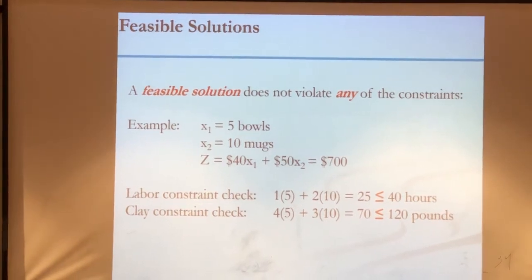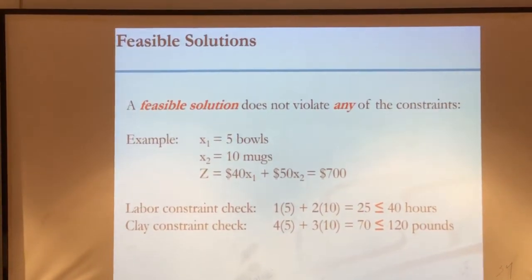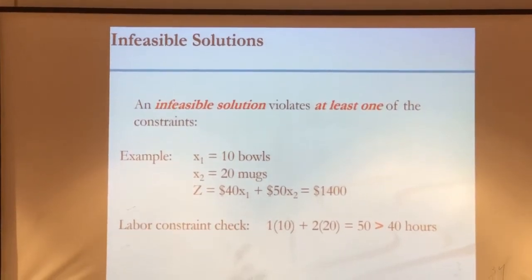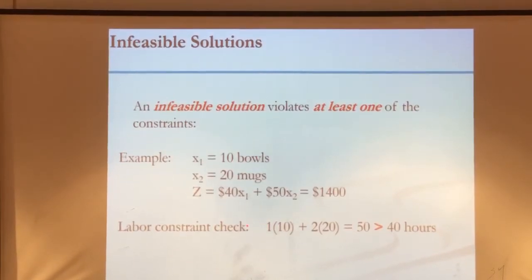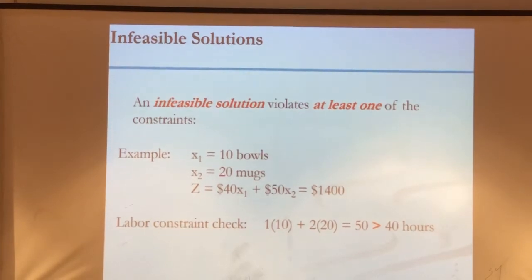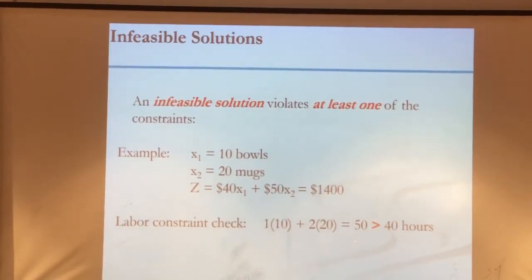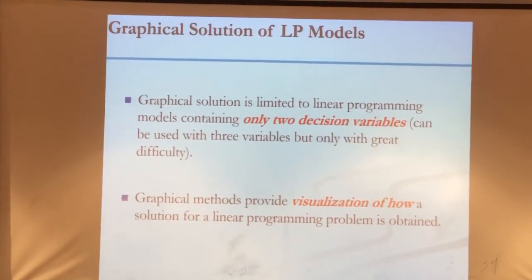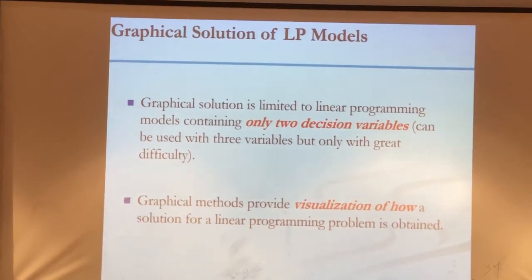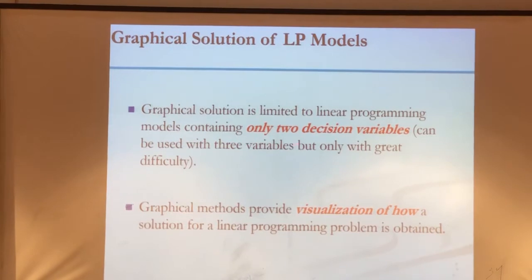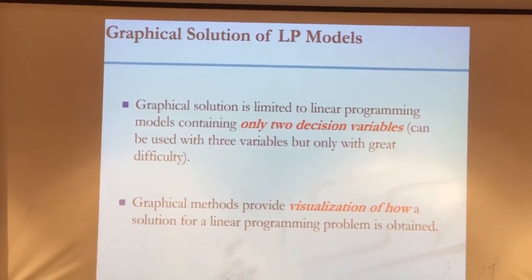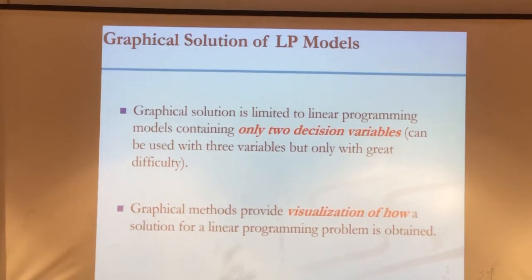And here it is trying to explain the constraints, violation of constraints, and here it's showing that the constraint is violated if we have x1 equal to 10 bowls and x2 equal to 30 mugs. The constraint is violated. Okay. Graphical solution is limited to only 2 decision variables. If there are more, we will not be able to draw them.